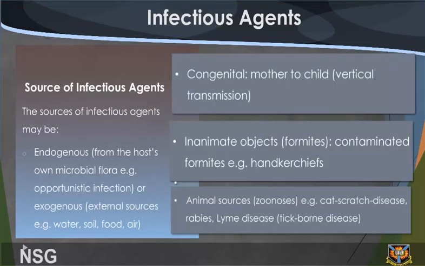Source of infectious agents. The sources of infectious agents may be endogenous, from the host's own microbial flora, e.g., opportunistic infection, or exogenous, external sources, e.g., water, soil, food, air; congenital, mother to child, vertical transmission; inanimate objects, fomites, e.g., contaminated handkerchiefs; animal sources, e.g., cat scratch disease, rabies, Lyme disease, tick-borne disease.